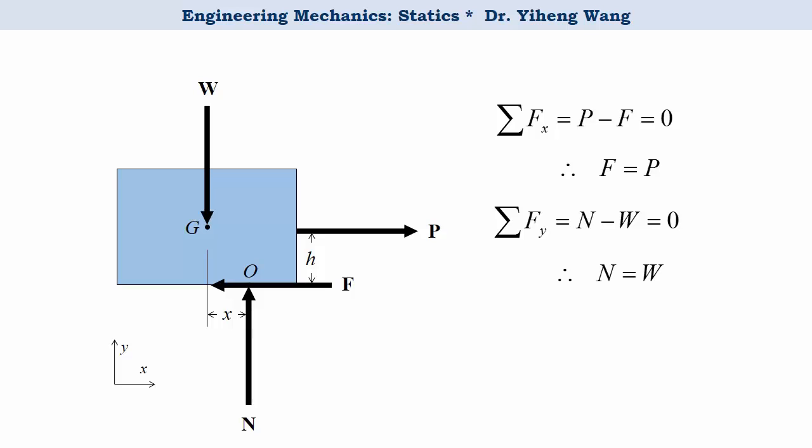And lastly, let's write the moment equilibrium equation about point O. Therefore, resultant moment MO equals W times X minus P times H, and equals 0. And from here, we can determine the position for point O, X, which is P times H over W.